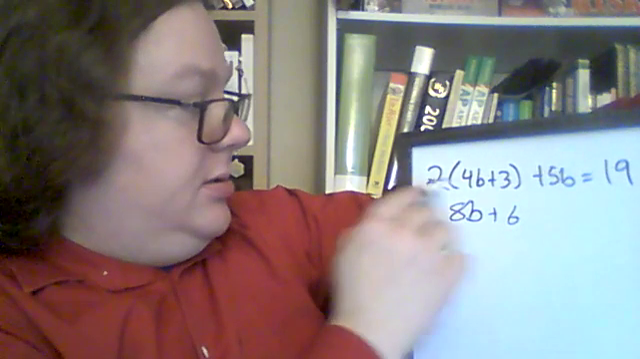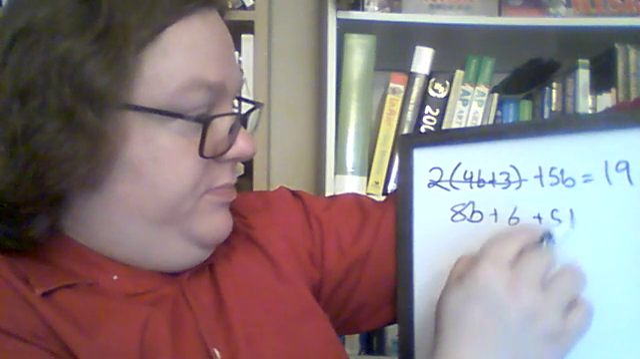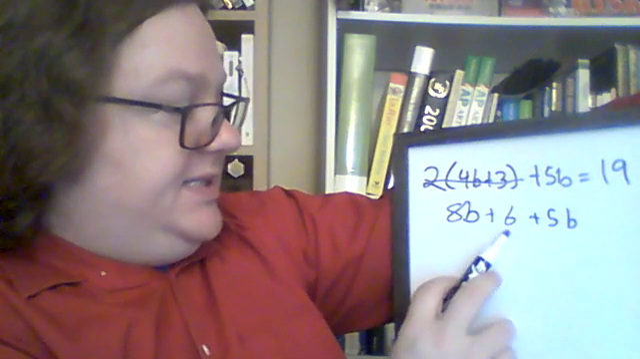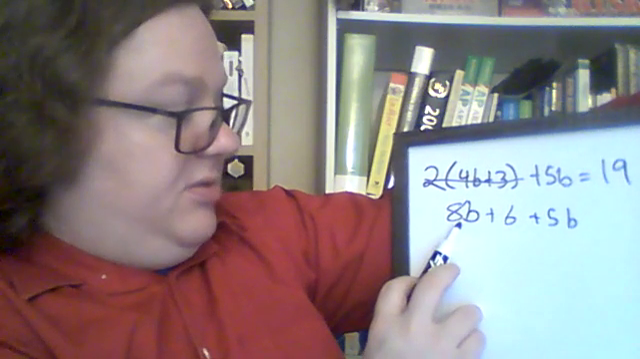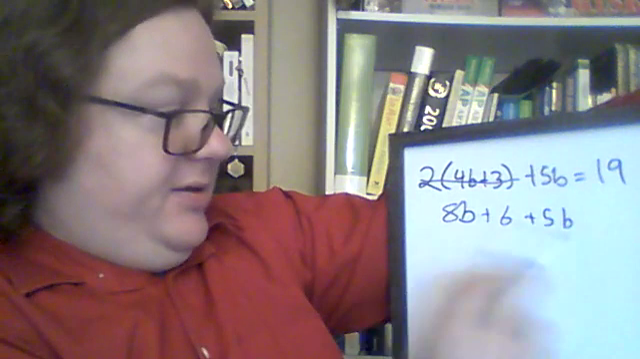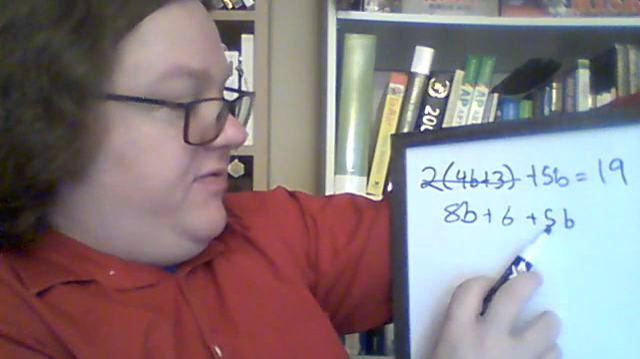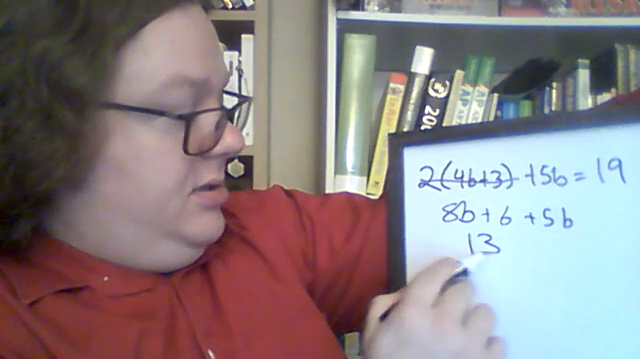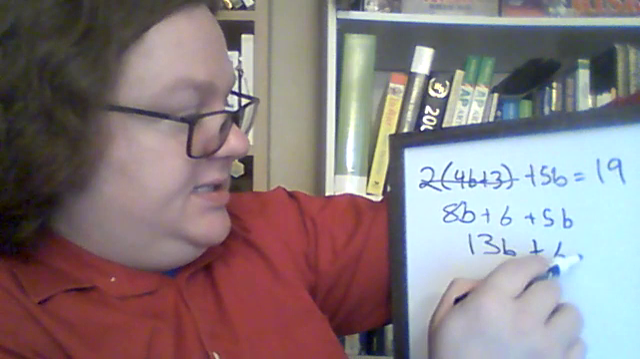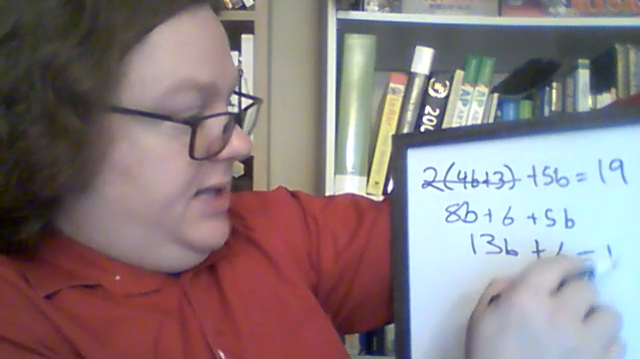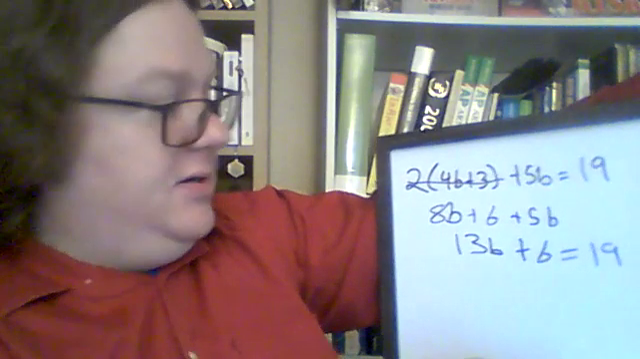Okay, now we get rid of that because we've done it. We'll drop this down, plus 5b. Now, this 6 can't add to either of these because it's just a number. But these, because they're multiplying letters, they add together. Those are like terms. So we're going to combine like terms. 8 plus 5 is 13. And we're going to keep the b, 13b, plus 6 equals 19. Okay? Are you with me so far?